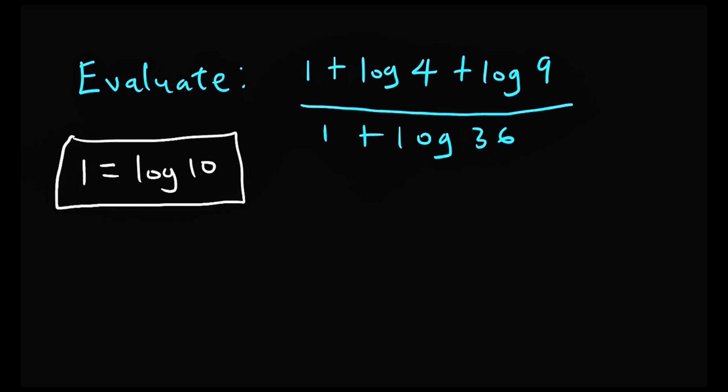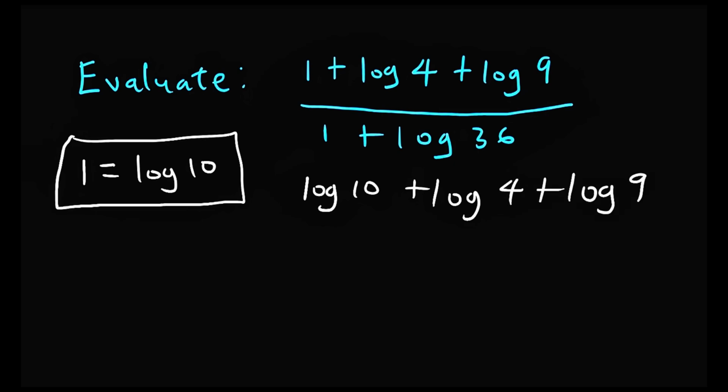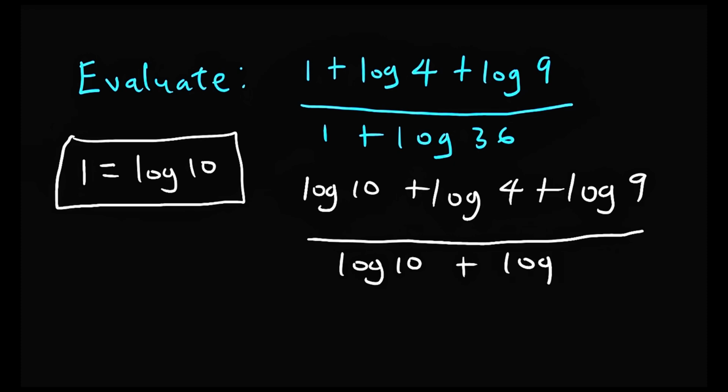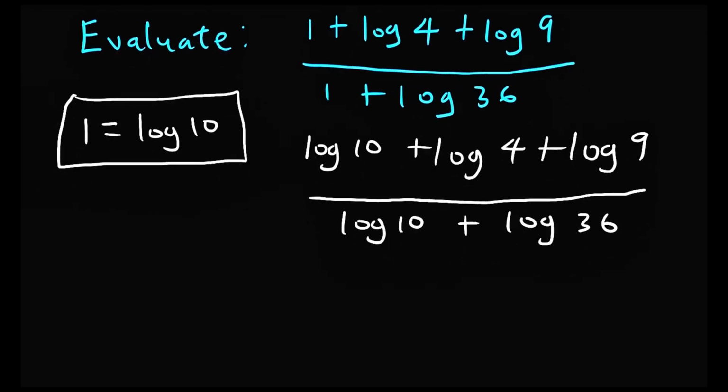So when we have that, we can now rewrite this expression as log 10 plus log 4 plus log 9, over 1, which is log 10, plus log 36. So now from here, we just need to apply the first law of logarithms. When there's a sum between logs, then it's the same as the log of the product of the numbers involved.